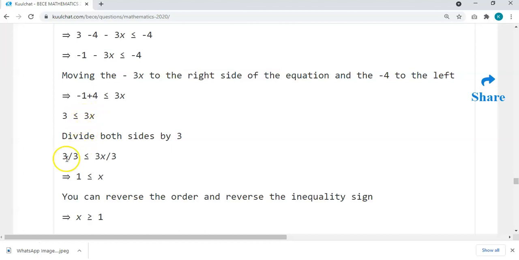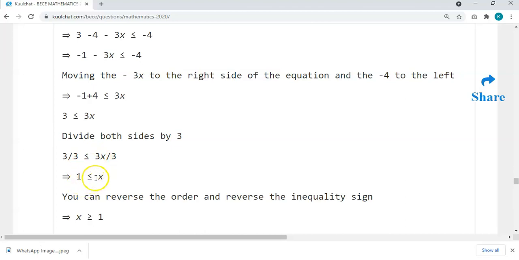So 3 goes here, 1 goes here, and this will cancel this. So we get 1 is less than or equal to x. Now if you want to switch the order, you should remember you also need to change the sign, because this means that 1 is less than x. If you switch the order, you are reversing it.